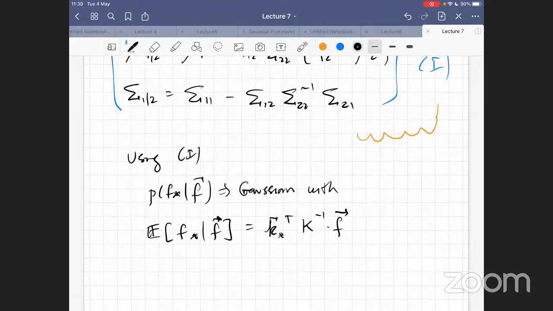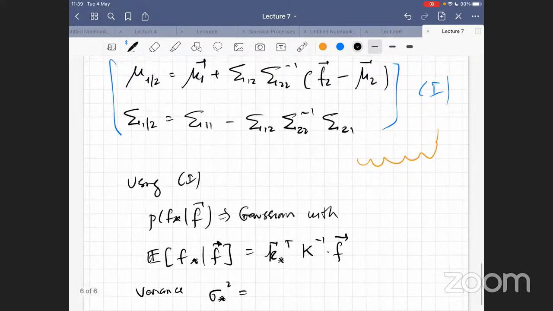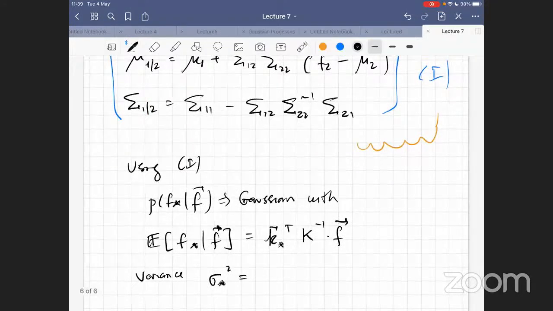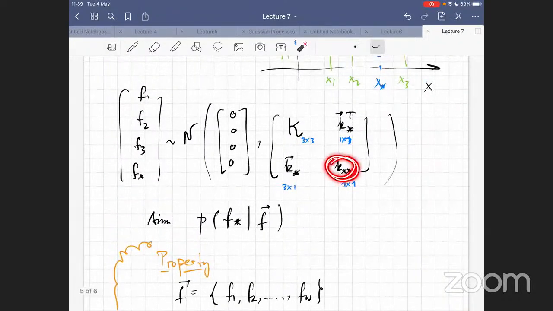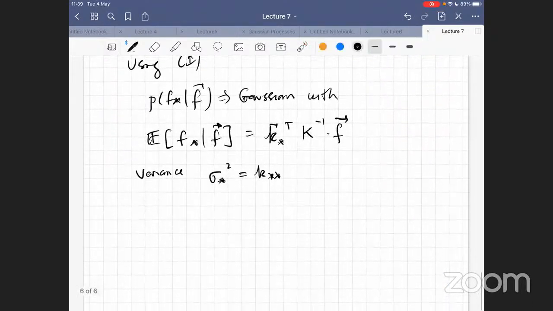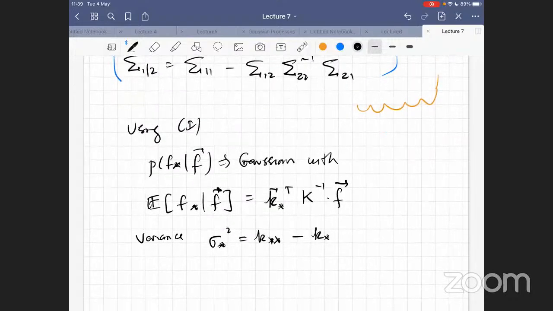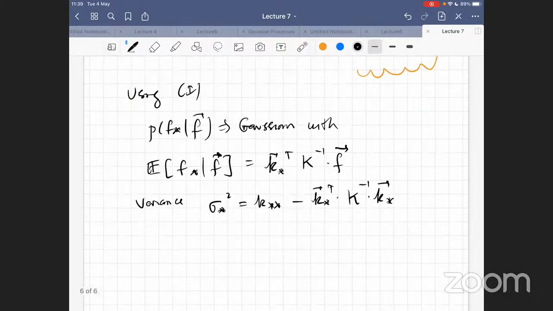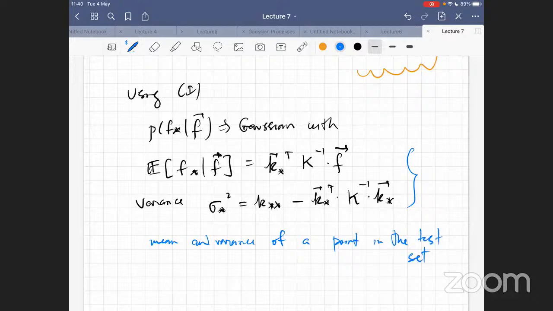And the variance of this point, now I take this expression here, applied to 1 point. So this is k star star. This is just a number here, right? This quantity here, k star star, minus the same as before, K inverse, and then K star vector. Okay, so this result here is nothing but the mean and variance of a point in the test set, let me call it test set, a new point.